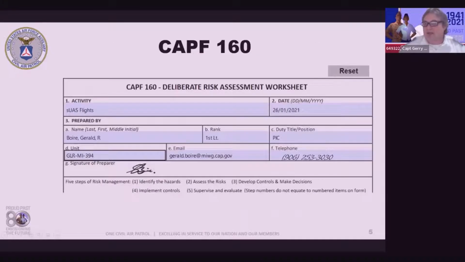PIC is my duty with my unit number, my email address. I've handwritten my phone number and, of course, my signature.